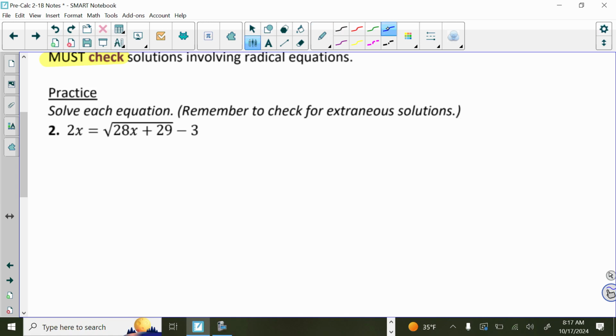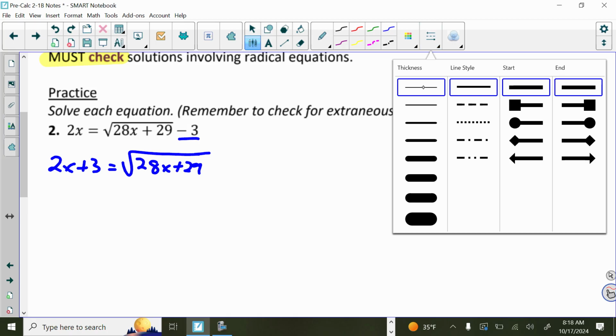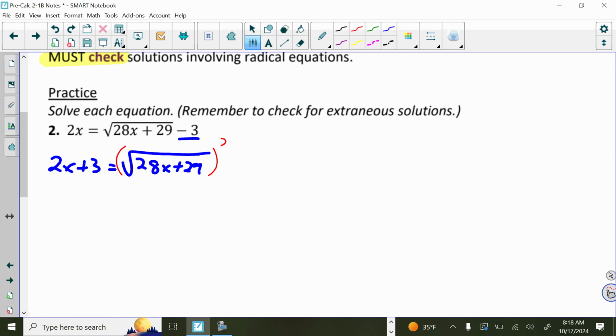Okay, so remember our first step is, if you have your notes available, you can work through these. We're going to isolate the radical expression. So I'm going to add this 3 to the other side. So I'm going to have 2x plus 3 equals all of this in here, the square root of 28x plus 29. Okay, step 2 says to square both sides, right? Or to raise it to a power. Well, this is the square root, so I'm going to square all of this. That should undo the radical, and I'm going to square all of that.